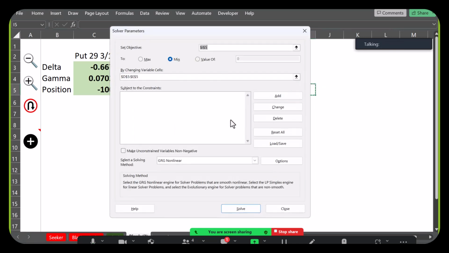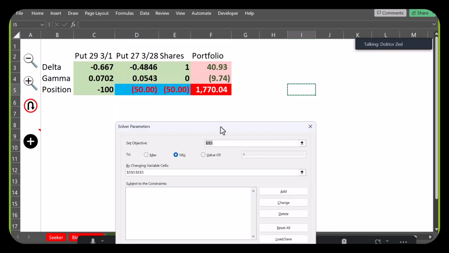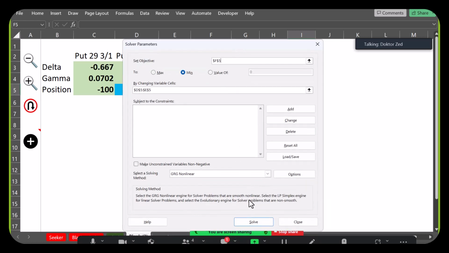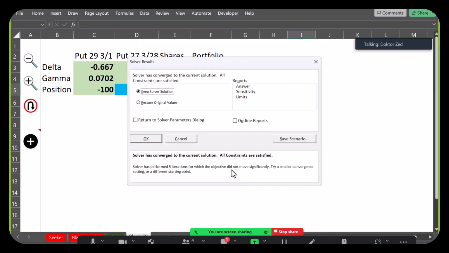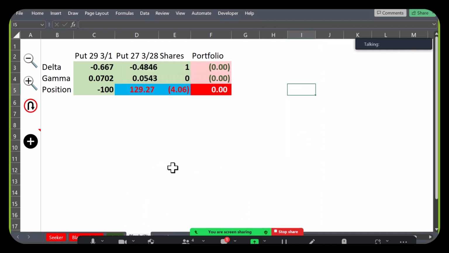What? It doesn't have a formula? Oh, I must have hit the wrong one. Boom. Now you have a delta gamma neutral position. Basically, it says, I mean, it is not surprising that you have to buy that other option because on this put, you're short. So to compensate for that gamma exposure, you have to buy some other option.